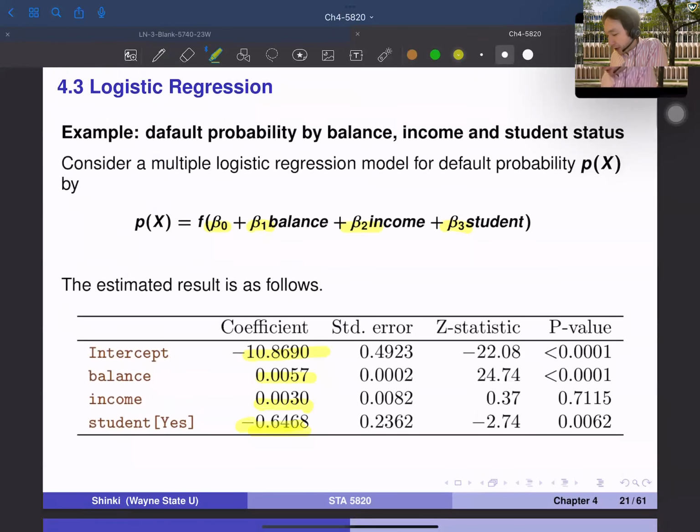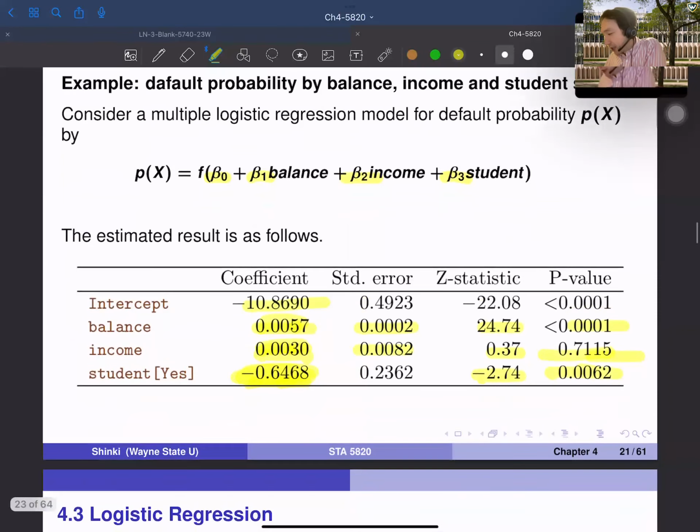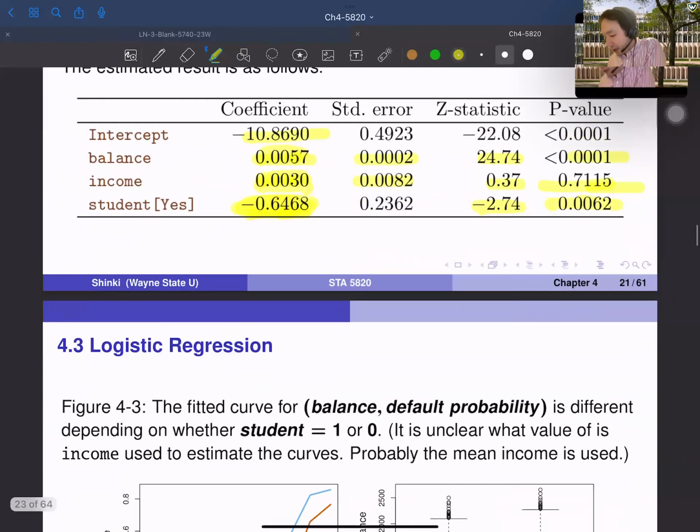And you can see the student has a negative coefficient here. So given the same balance and income, students have lower probability of default, and it's significant. Balance matters, income doesn't matter. The intercept, usually people don't care. This is just an adjustment term. So overall, when default risk is lower, beta naught is lower. So beta naught is a kind of business condition in the entire society.